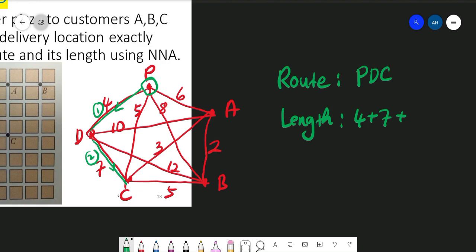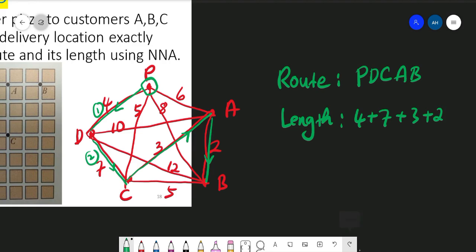We have 5 and 3 there, so we have only 2 choices, 3 or 5. I choose 3 because 3 is smaller than 5. So go to A, and the distance is 3. Now, I cannot go back to P yet because we have one more point to go, point B, so we don't have a choice. From A, we have to go to B, and the distance this way is 2, plus 2.